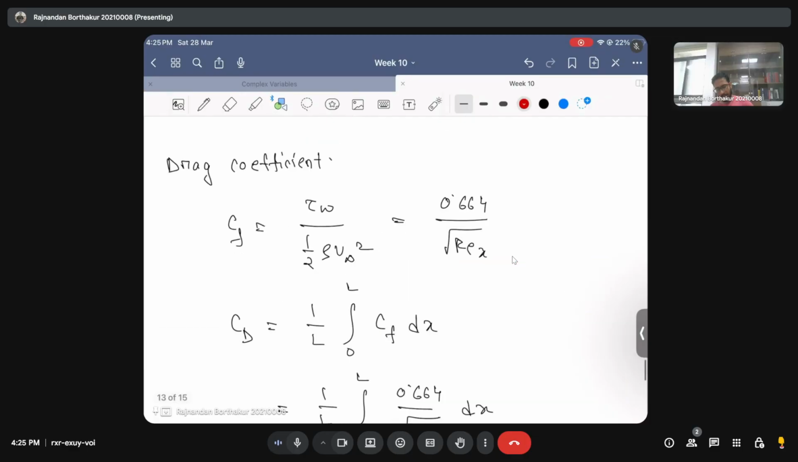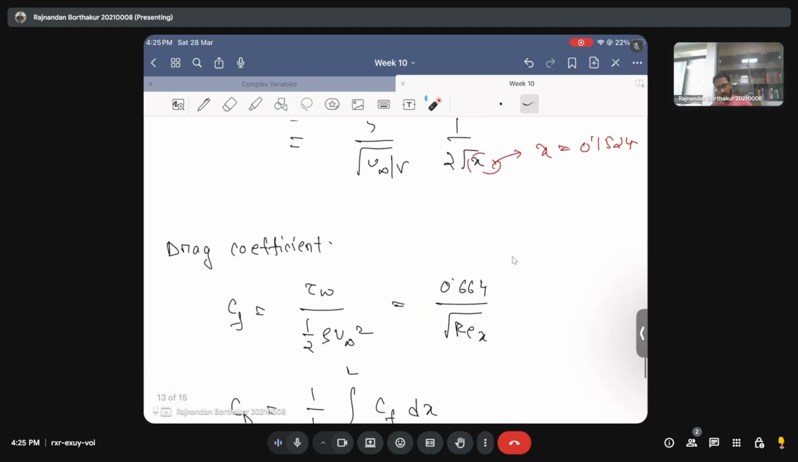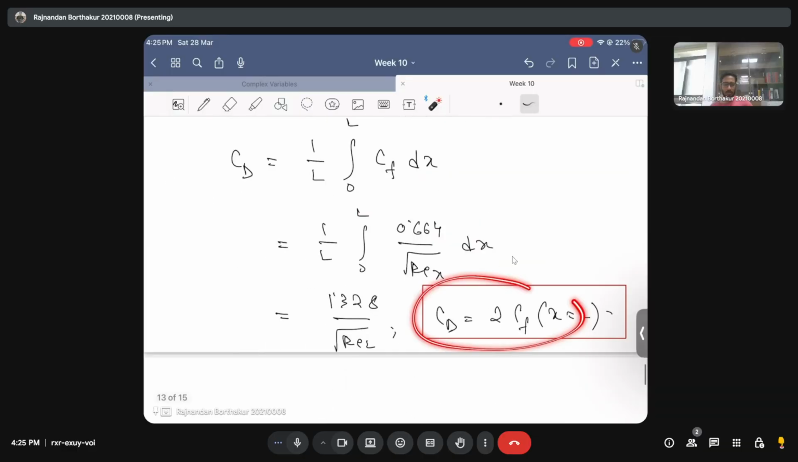Okay, because we know that my Cf is basically equal to this, and this is 1.328. So if you multiply this by 2 and calculate this at x equal to L, you simply get your CD. So calculate the skin friction at x equal to L, multiply it by 2 will also give you the drag coefficient. So if you know the drag coefficient, you precisely know the drag force basically. That's one way of looking into the drag coefficient.